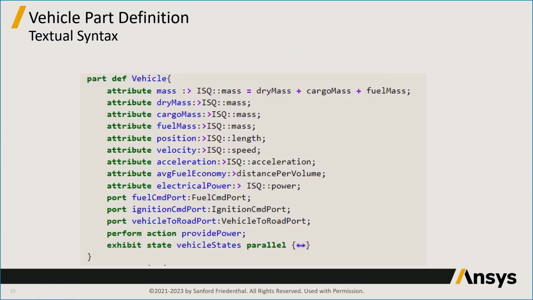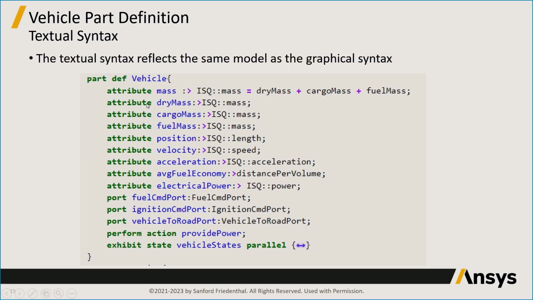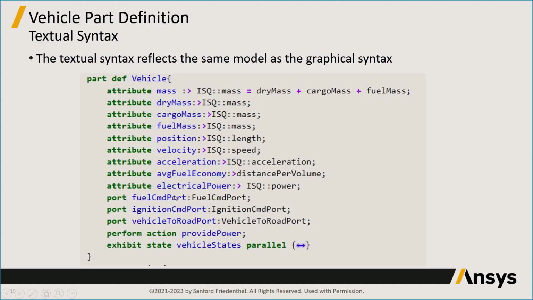So here is the textual syntax for the part def vehicle. And you can see it has the attributes that were identified previously. You can see the mass and the dry mass, etc. You can see it has the 3 ports, the action, and the states. So this basically shows the textual syntax reflects the same model as the graphical syntax that you saw a moment before. I'll call your attention to the vehicle states that I referred to on the previous slide.